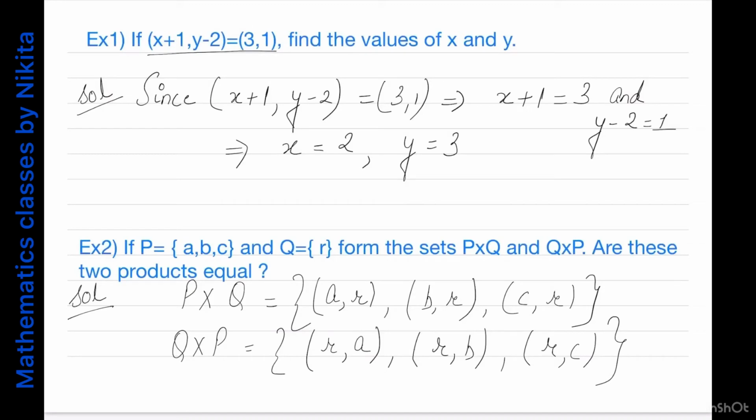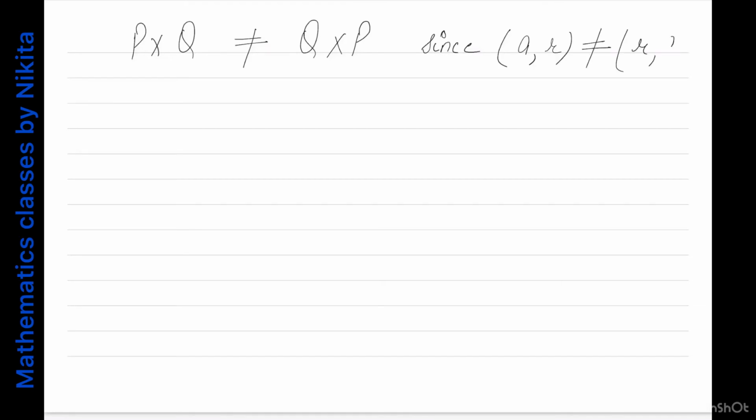So you can see that these two products are not equal. So you will write the reason. The reason is P cross Q is not equal to Q cross P, since the element A comma R is an ordered pair. I told you that this is not equal to R comma A. Why is it not equal? Because their first coordinates are not equal and their second coordinates are not equal.